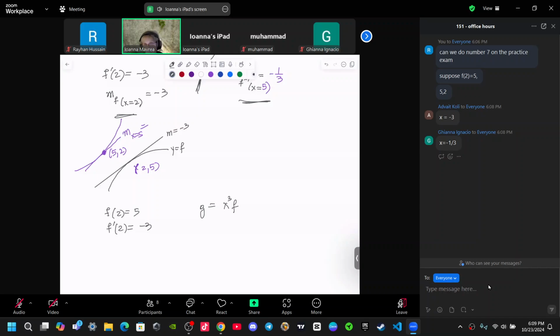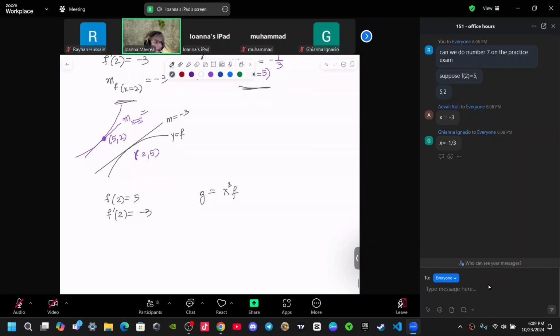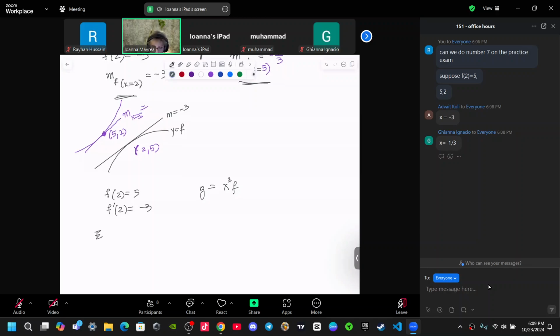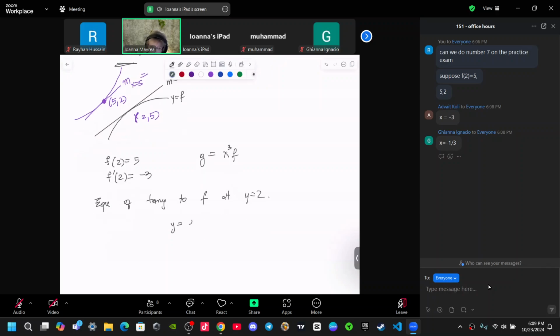And they're invertible, they have inverses, that's good to know. So find the equation of the tangent line to F at x equal 2. It's all equations for tangent lines. So that would be y equal F of 2 plus F prime of 2 times x minus 2. And I'm given both of those.